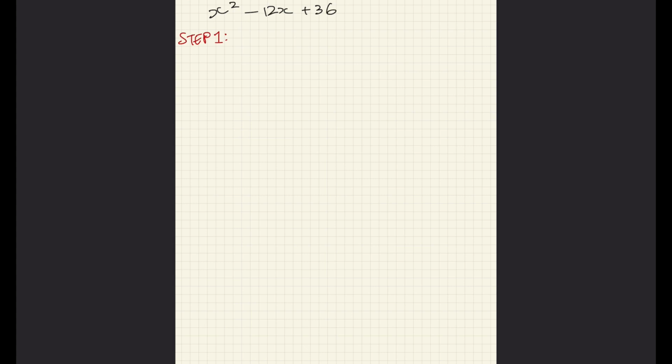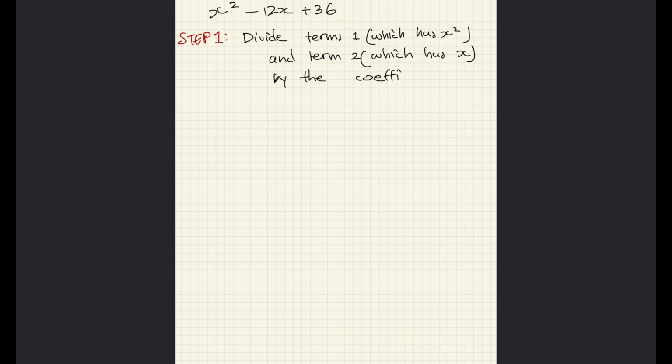Now, the second step is to divide. So let's just write that up. Step 1, divide term 1, which has x squared, and term 2, which has x, by the coefficient of x squared.